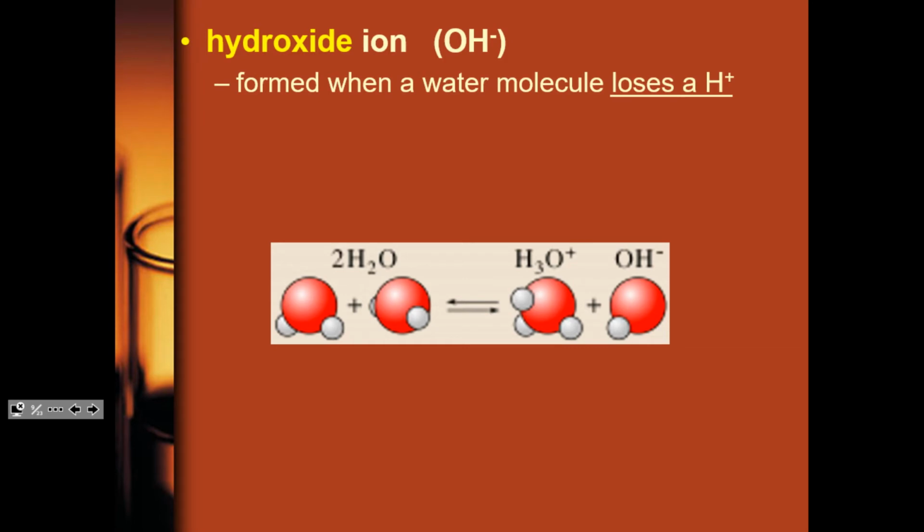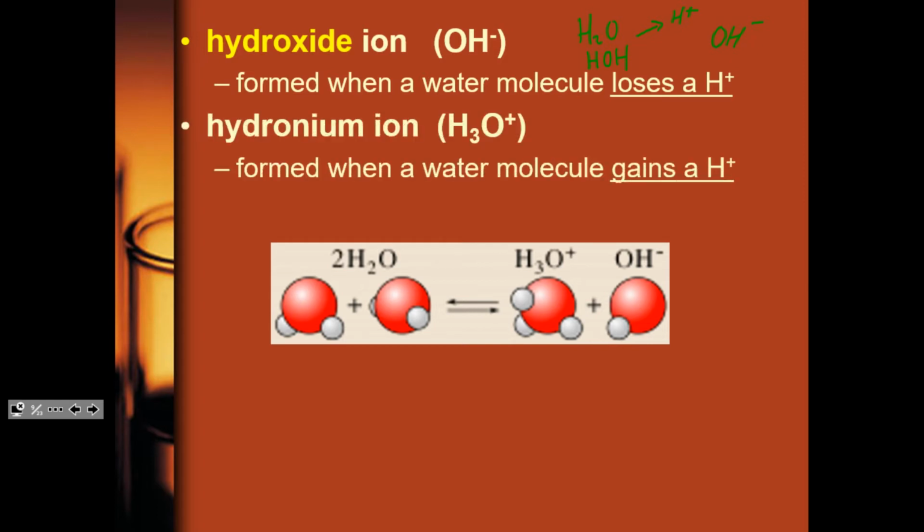So the hydroxide ion, which again we look at when we're talking about bases, is formed when a water molecule loses a hydrogen. So if we start out as H2O, which we can also say HOH, same thing, if we lose an H plus, what we have left over is an OH minus. We call this the ionization of water.